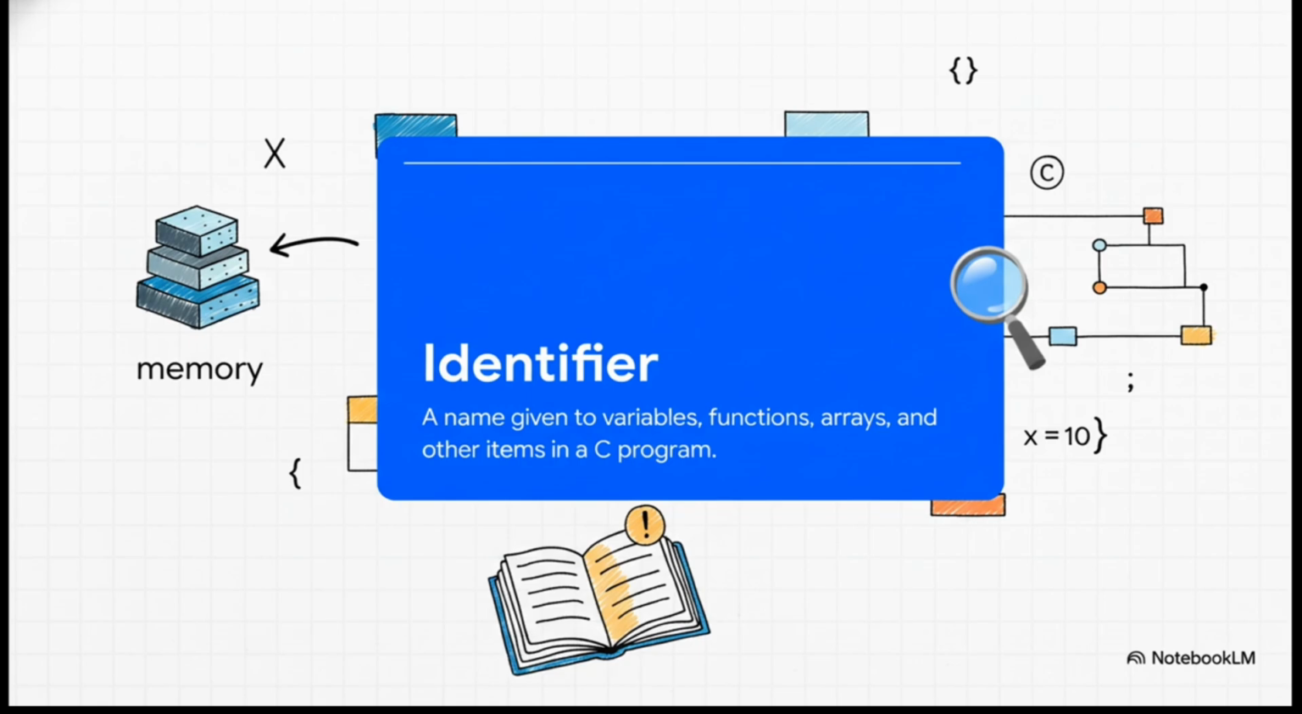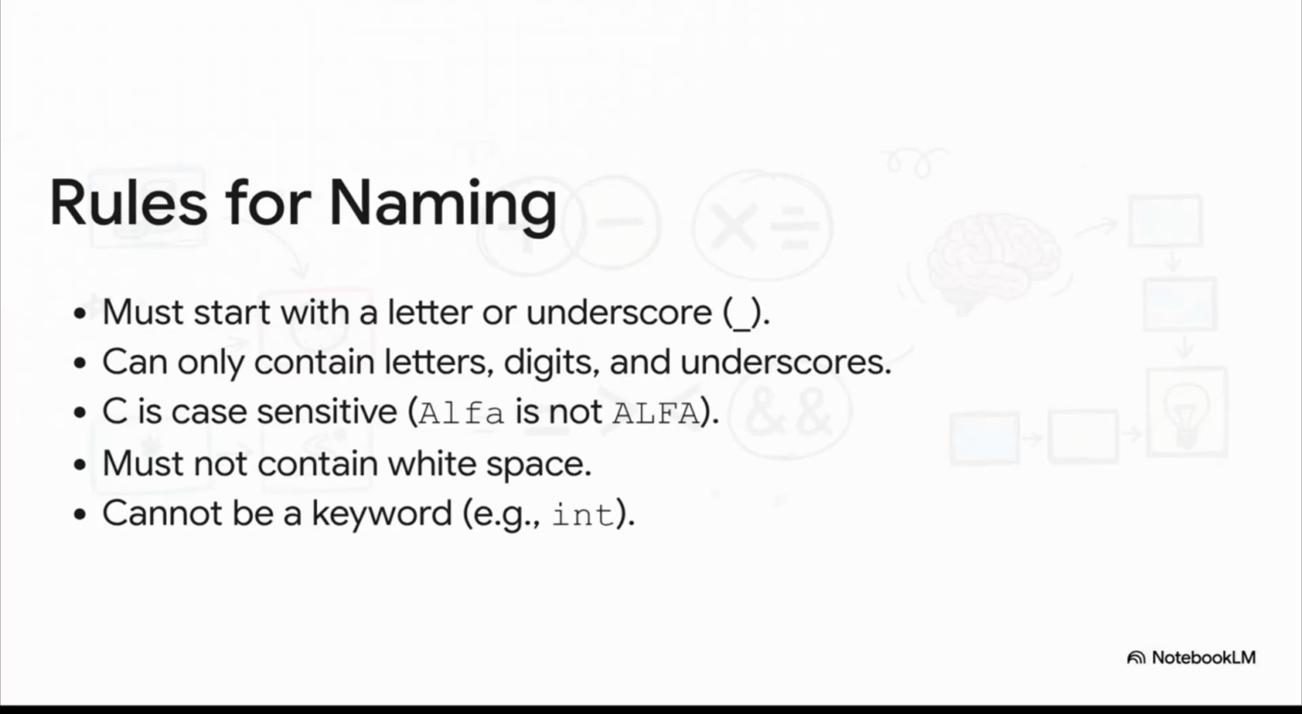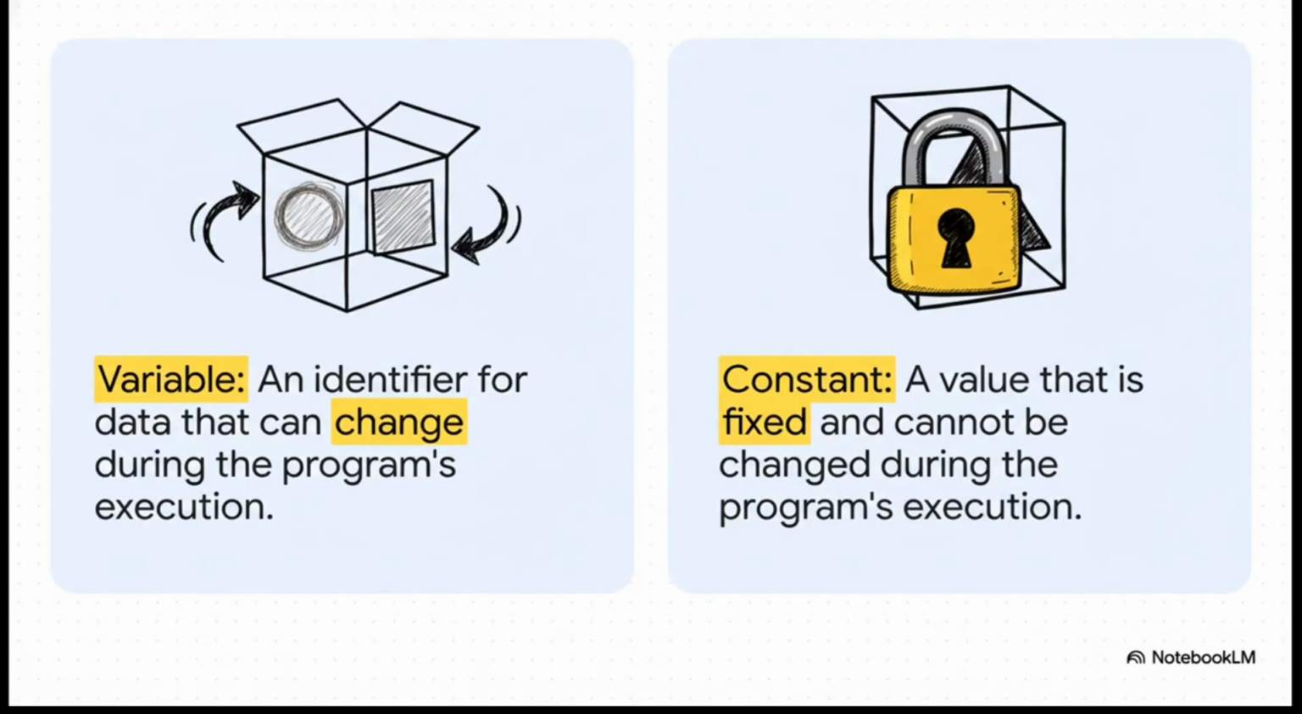But, and this is a big but, you can't just name it whatever you feel like. C has some really strict grammar rules you gotta follow. Now, these rules might seem a little picky, but they are absolutely crucial. They prevent any kind of confusion, both for you and for the computer. That case-sensitive rule, for example, it's a huge deal. To the computer, age with a lowercase a and age with a capital A are two totally different things, like two completely separate boxes.